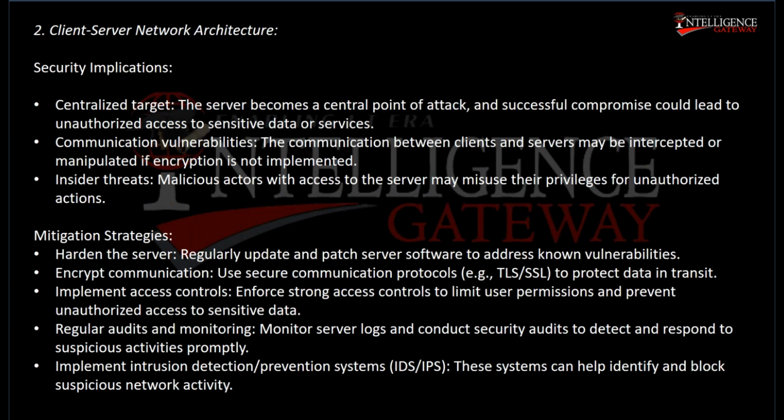2. Client-server network architecture. Security implications. Centralized target. The server becomes a central point of attack, and successful compromise could lead to unauthorized access to sensitive data or services. Communication vulnerabilities. The communication between clients and servers may be intercepted or manipulated if encryption is not implemented. Insider threats. Malicious actors with access to the server may misuse their privileges for unauthorized actions.